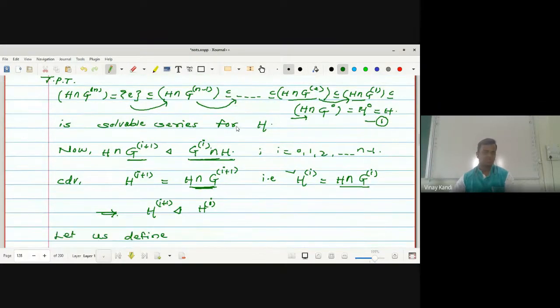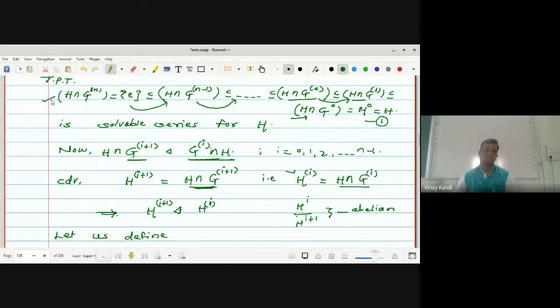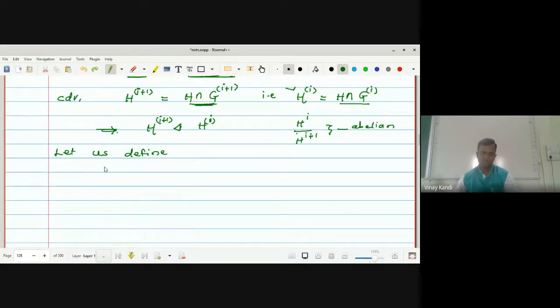That means normality we have already got. Now we have to show that the factors are abelian. What is the abelian factor? This is H raised to i upon H raised to i plus 1. If this group is an abelian group, then this series becomes a solvable series. If this series becomes solvable, then H is solvable. So for that, what do we have to do? Let us define one mapping.